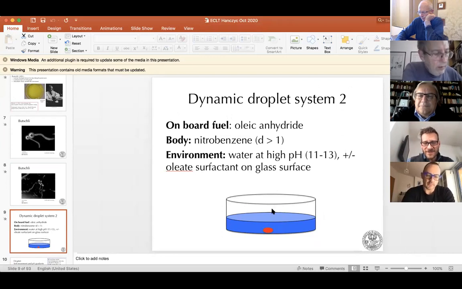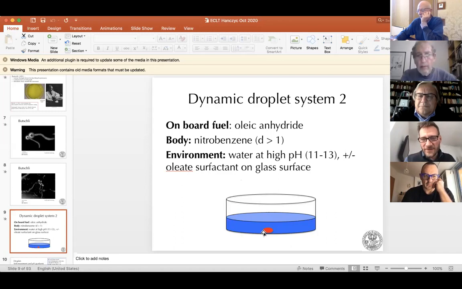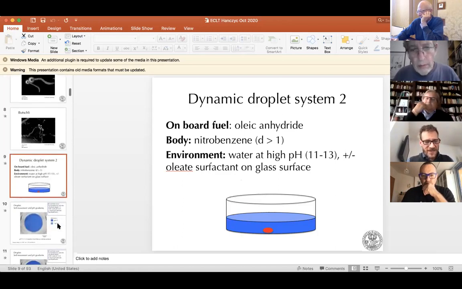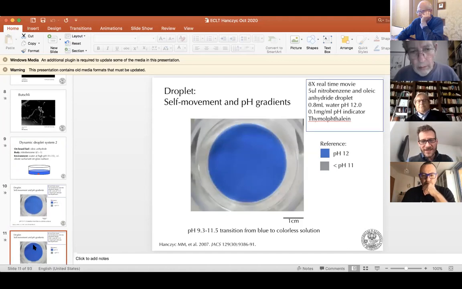It's a dynamic droplet system where you have a dish, and the experiments now will be macroscopic. So you can see these with your eye. You don't need a microscope. You just have a glass dish here and put some water in it, usually at high pH, maybe with some surfactant and things. And you add an oil droplet to it. And just an oil droplet won't do anything because oil and water will not mix. And there's no chemical potential. But if you add some fuel, in this case for the chemist, it's oleic anhydride, this fuel is going to make the system, which normally doesn't do anything, dynamic.